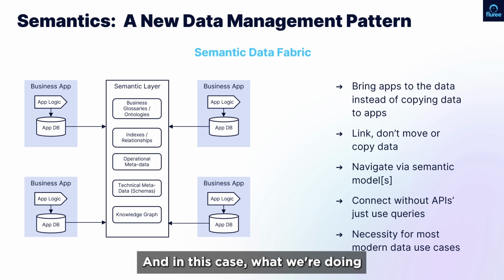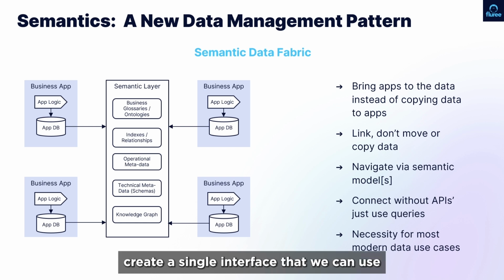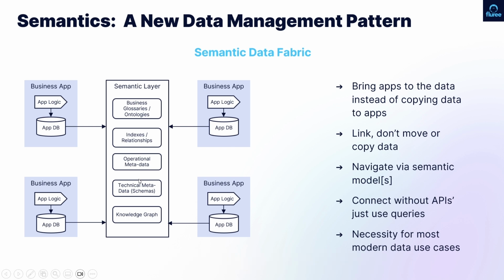And in this case, what we're doing is we're reducing the copies of data, and instead we're linking and connecting information from across the systems such that we can now create a single interface that we can use to share information with our partners or with the intelligent agents and large language models. Rather than having to create a copy of the data that's specific for an LLM, we can just teach the LLMs how to read the data from the semantic layer and pull the information that they need.